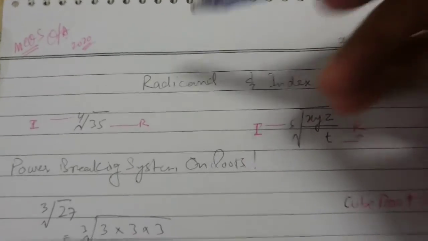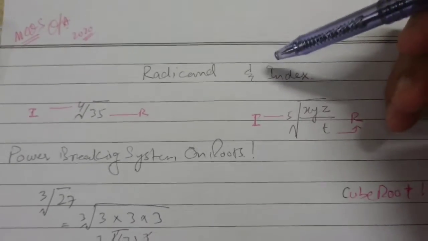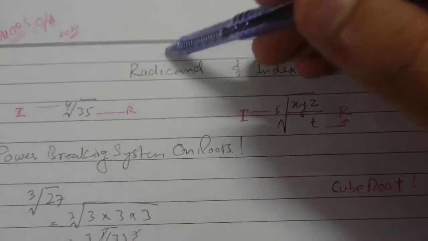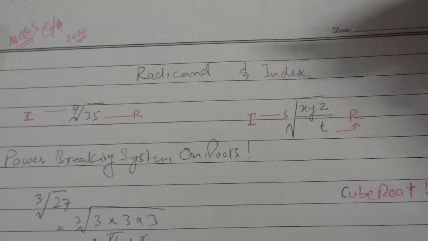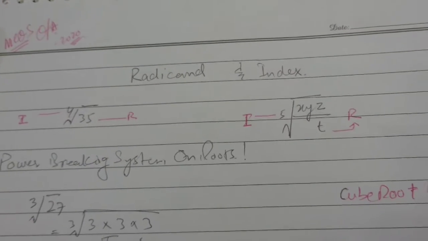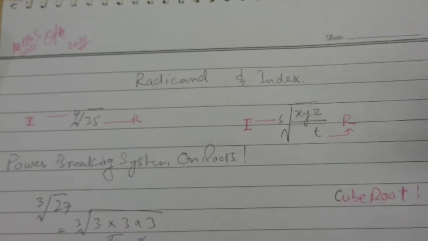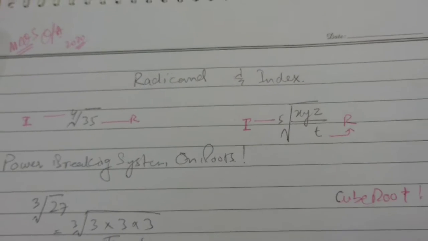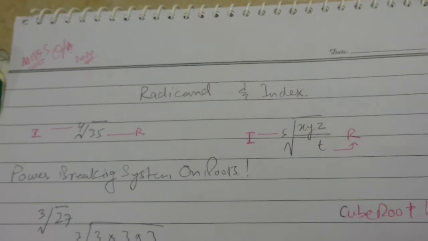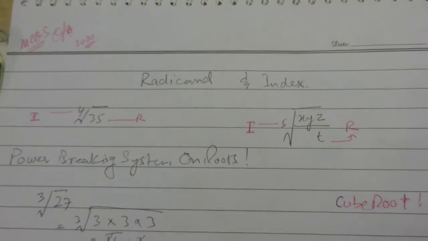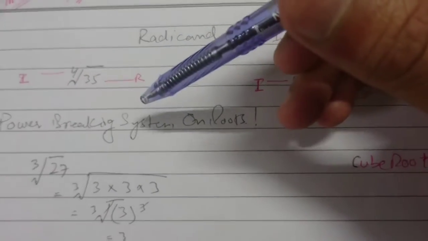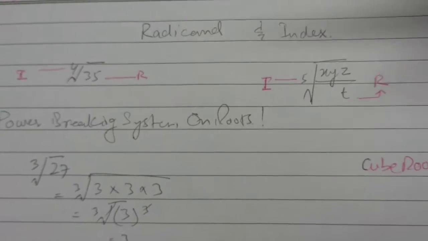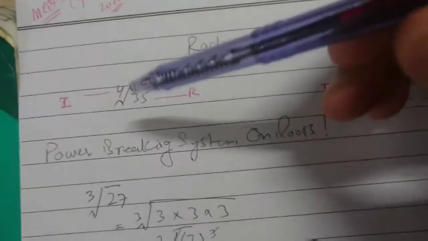The topic name is radicand and index. Remember it, radicand and index. It is mostly used in MCQ questions at high school level, or at college level, or when you go to universities, where they take aptitude tests and use these methods. They ask you whether you know about it or not. It could be worth 1 mark. Remember, it is a very important topic.